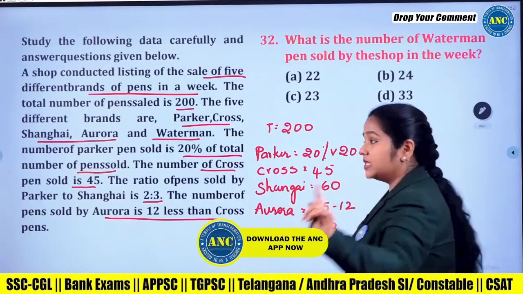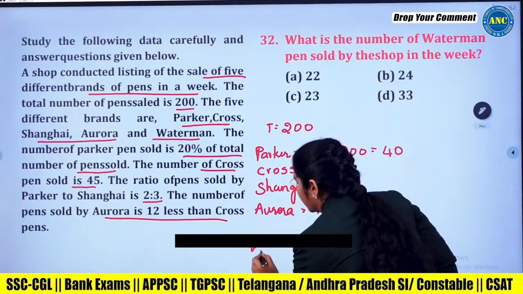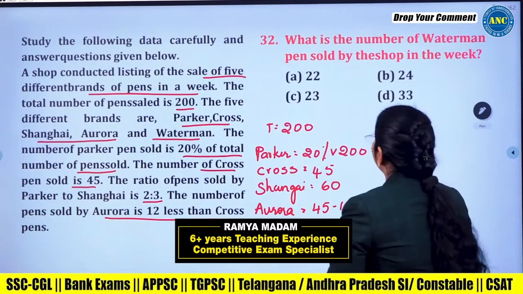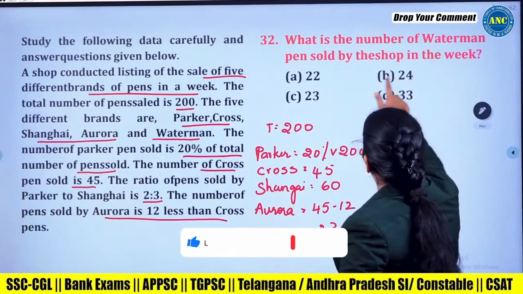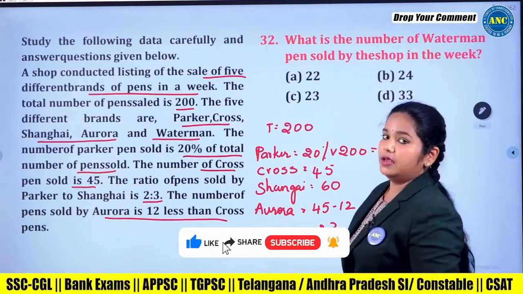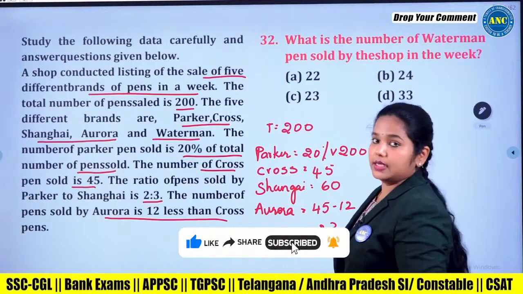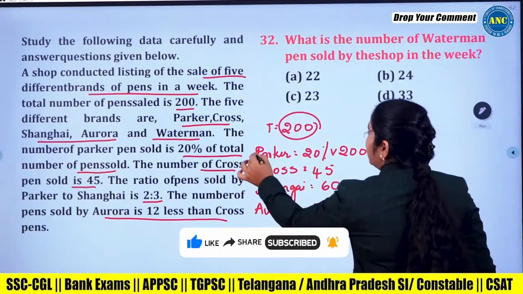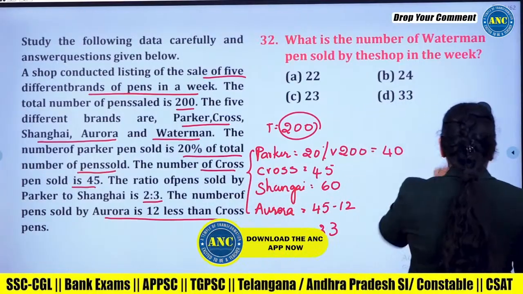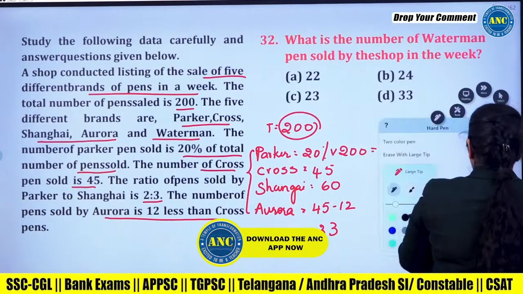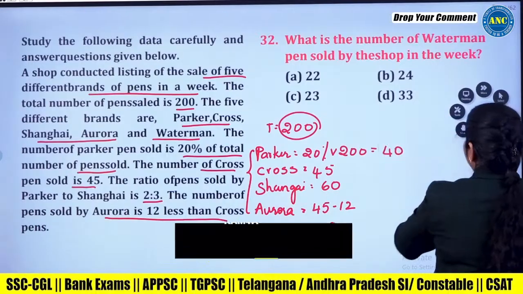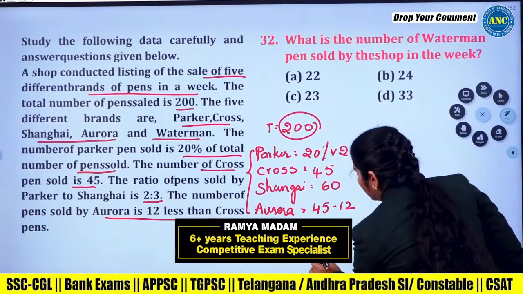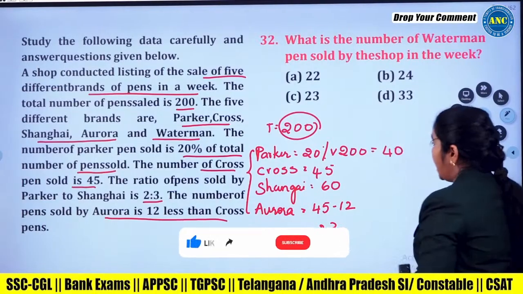Only one pen is not there, that is Waterman. See the question: what is the number of Waterman pens sold by the shop in the week? So we have to find out Waterman here. How can we do it? Total pens minus all these 4 pens, and you will get Waterman pens. So take 200 minus all these.